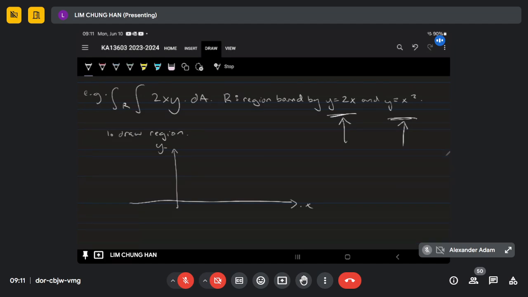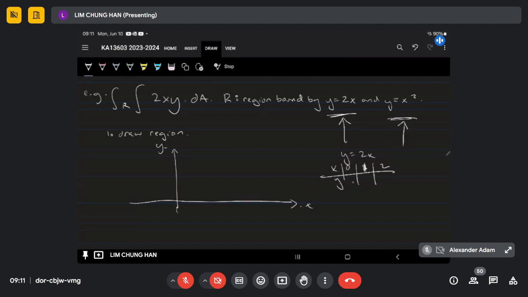So, what is y equals 2x? How do you draw it on an x and y graph? When I say draw region, that means I want you to draw it on an x and y graph. Well, use a table. If you're not sure, then draw a table. X and y. Then you try x equals 0, what do you get? x equals 1, x equals 2. Then you get your y points. Basically, you get a line.